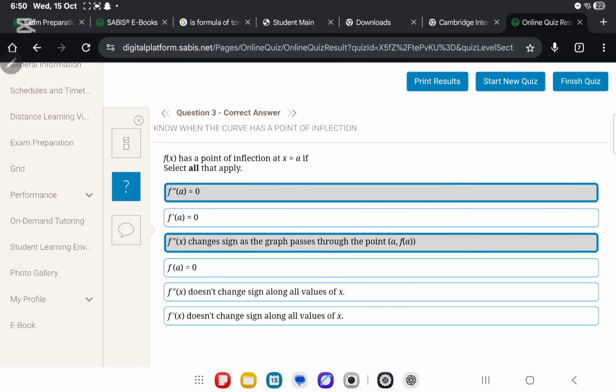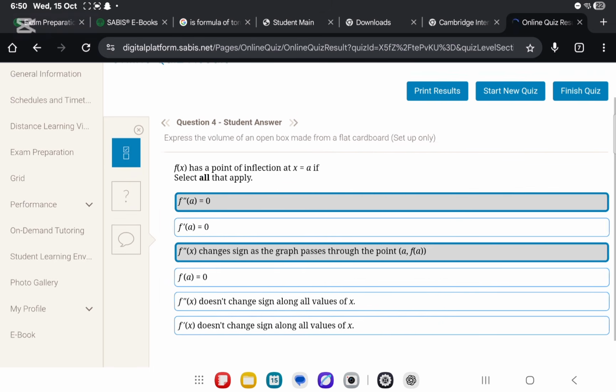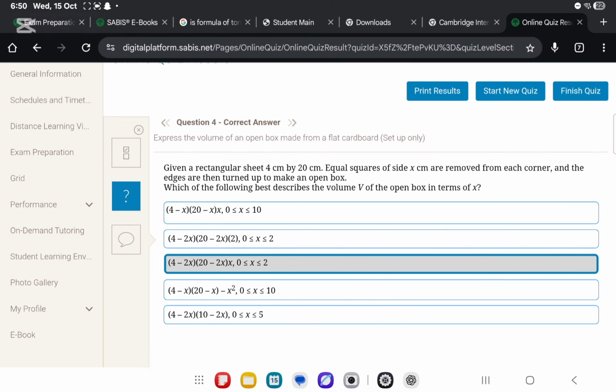Okay, now the rest of it is wrong. Why? Because remember, we said f prime prime of a has to equal 0, and it does change signs. It does change sign at certain x values. So these are wrong. Question 4.